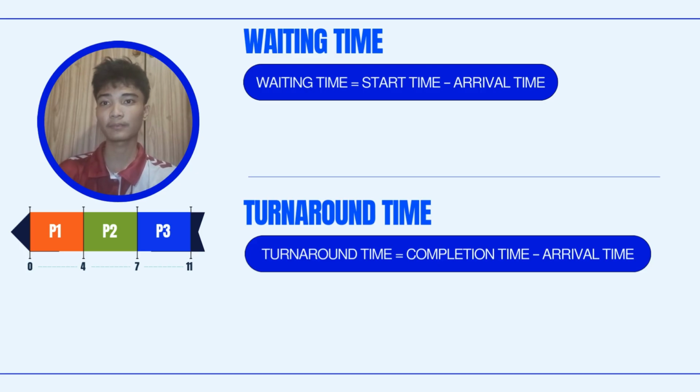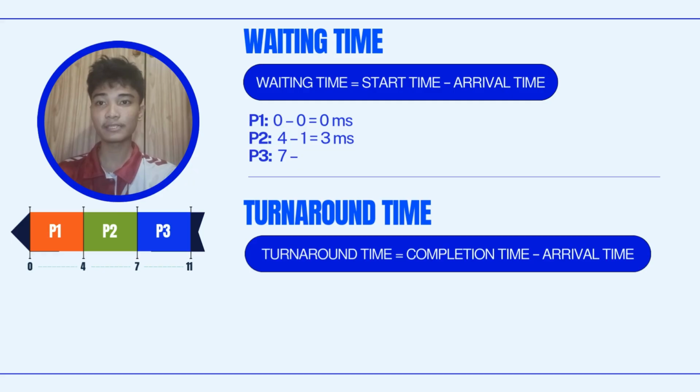CPU. So for example, the waiting time for process P1 is equal to the start time, which is 0, minus the arrival time, which is also 0. So the waiting time for P1 is 0. This means that process P1 didn't have to wait at all. It was served immediately when it arrived.